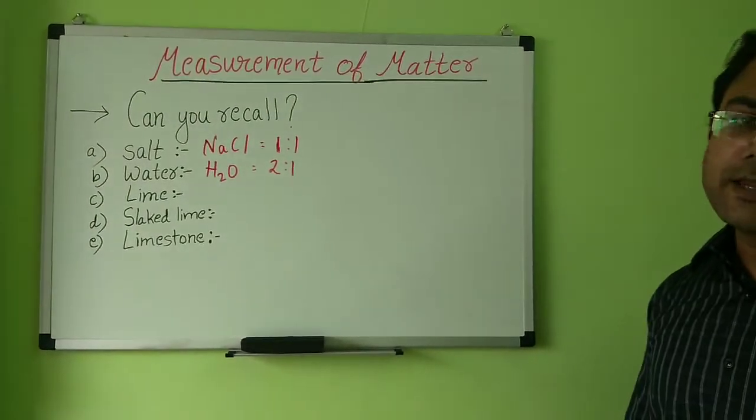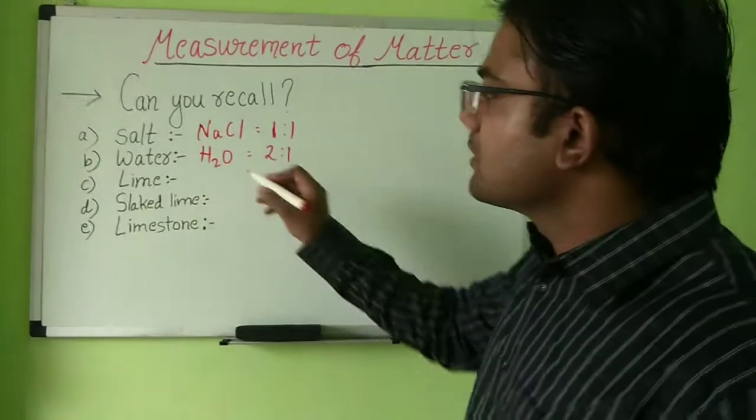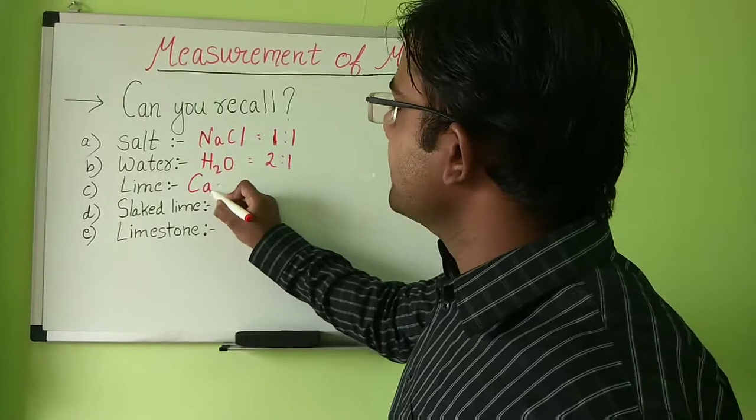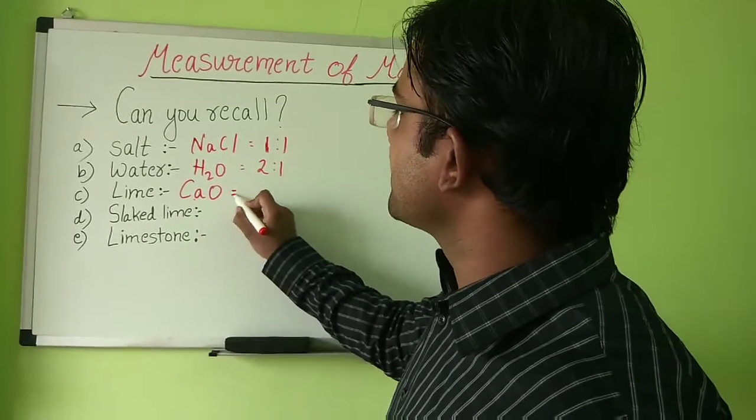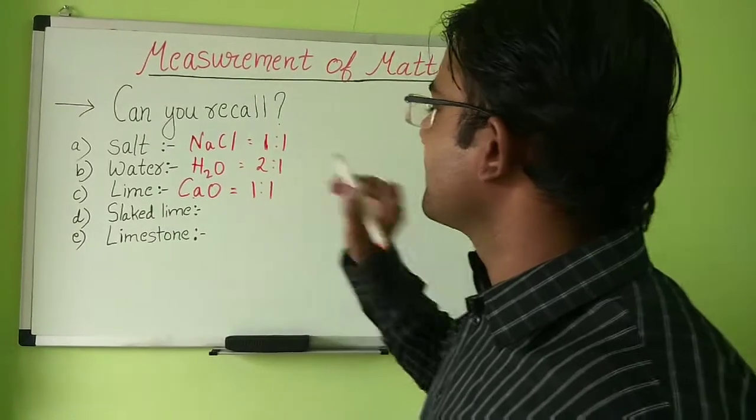Now let us see lime. Lime is calcium oxide, CaO. Here one calcium atom and one oxygen atom is there. That's why the ratio is 1:1.